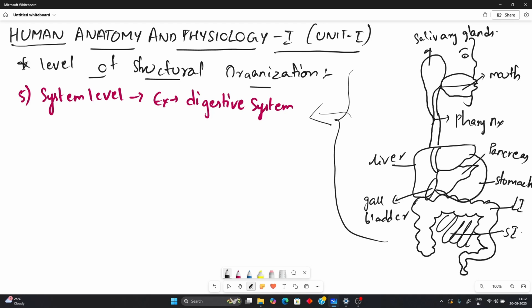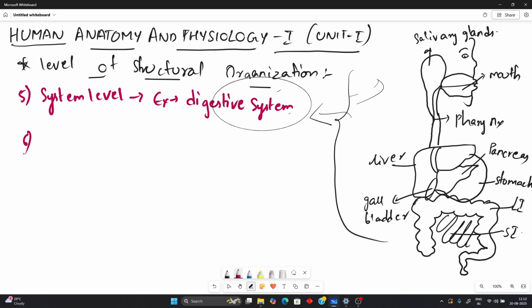So this is completely the digestive system. In the system level, we will be reading about that particular system, what organs are involved in it, and how each organ functions. That will be known.